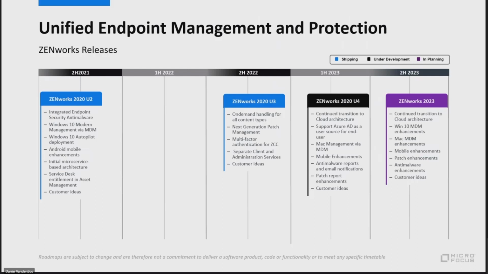So that gives you a little bit of an idea. We're just starting on 2020 Update 4 release development. We're shooting for the middle of 2023. So in terms of the first half of 2023, we're probably looking around the May-June timeframe for that. I'm sorry, that's for ZENworks 2020 Update 4.